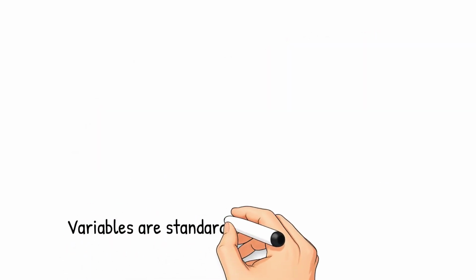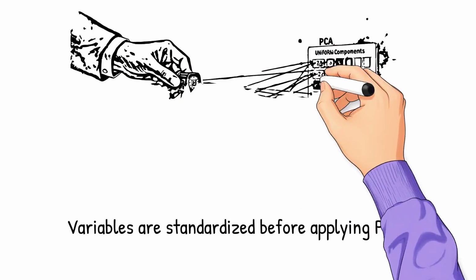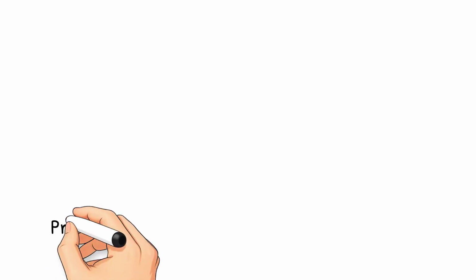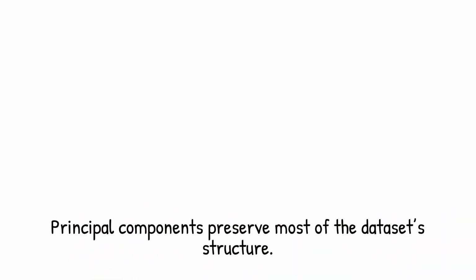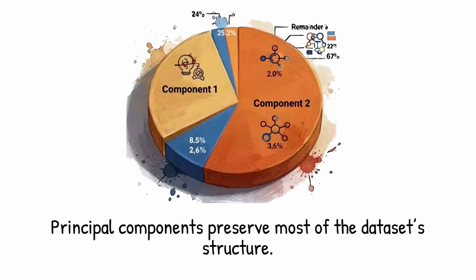It can also make some statistical models faster and reduce problems caused by highly correlated variables. Before running PCA, variables are usually standardized. This matters because dollars, percentages, years, and units may be measured on very different scales. PCA then creates weighted combinations of the original variables and ranks them by how much variation they explain. Suppose the first component explains 60% of the variation, and the second explains 25%. Together, they preserve 85% of the dataset structure using only 2 dimensions.